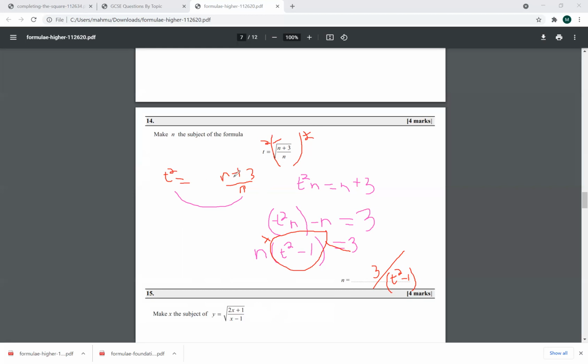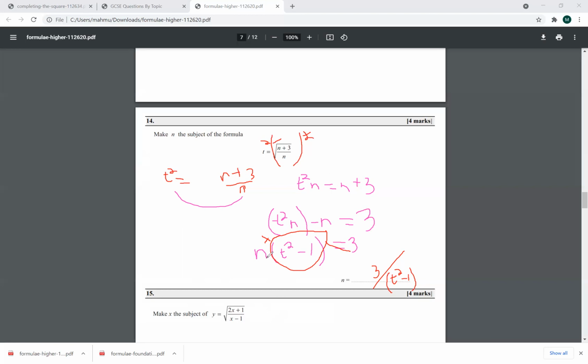So I got t squared equals n plus 3. Then I separate this n because this is together, so I could easily take this to the other side. So I get t squared equals n plus 3. Now I could have done minus 3 on the other side, but this would have made it a bit more difficult. So I decided to take the n to the other side. So I got t squared minus n equals 3.